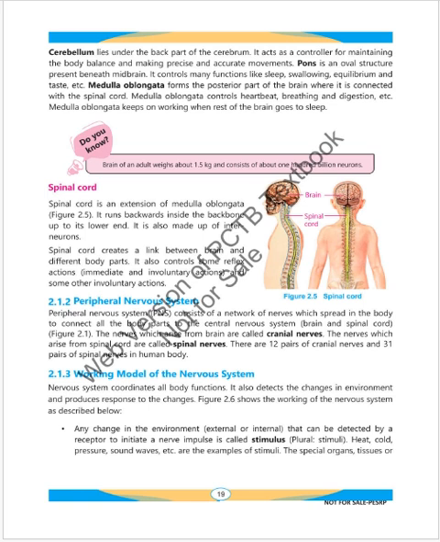Spinal cord. Spinal cord is an extension of the medulla oblongata. It runs backward inside the backbone up to the lower end. It is also made up of interneurons. Spinal cord creates a link between the brain and different body parts. It also controls some reflex actions, which are immediate and involuntary actions, and some other involuntary actions.